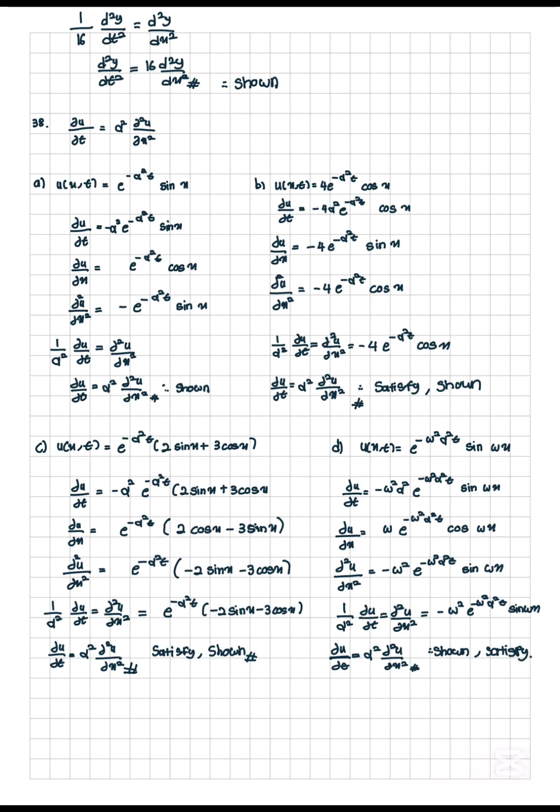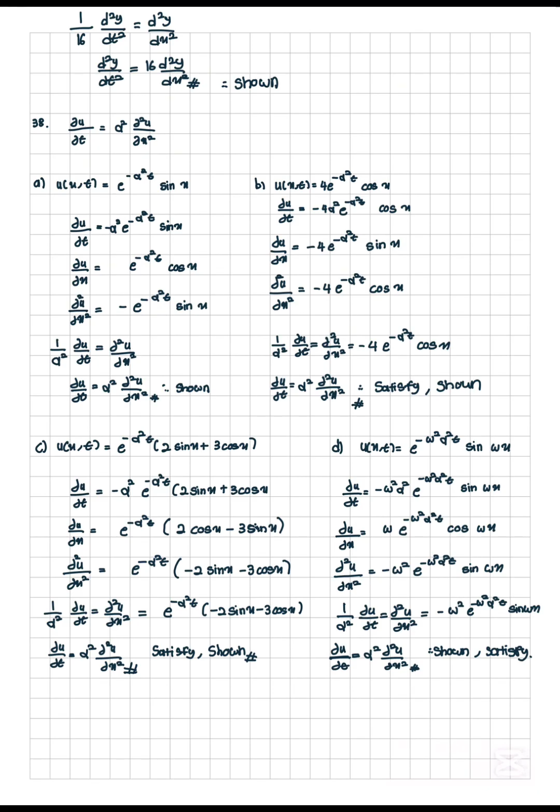For D, the equation given is u(x,t) equal to e to the power of negative omega squared alpha squared t times sin omega x. When we differentiate with respect to t, we get negative omega squared alpha squared e to the power of negative omega squared alpha squared t sin omega x.